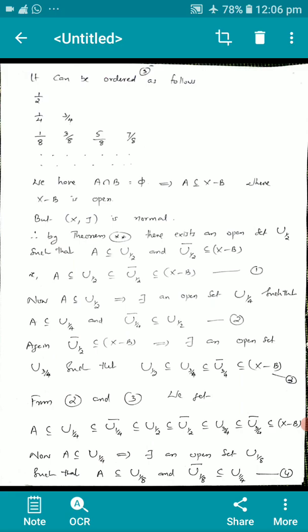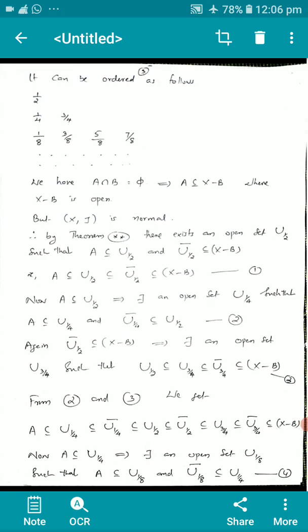Again, U1/2 bar is a subset of or equal to X minus B, which implies there exists an open set U3/4, such that U1/2 bar is a subset of or equal to U3/4 and U3/4 bar is a subset of or equal to X minus B. Clubbing together, we can write U1/2 is a subset of or equal to U3/4, a subset of or equal to U3/4 bar, which is a subset of or equal to X minus B. That is result 3.